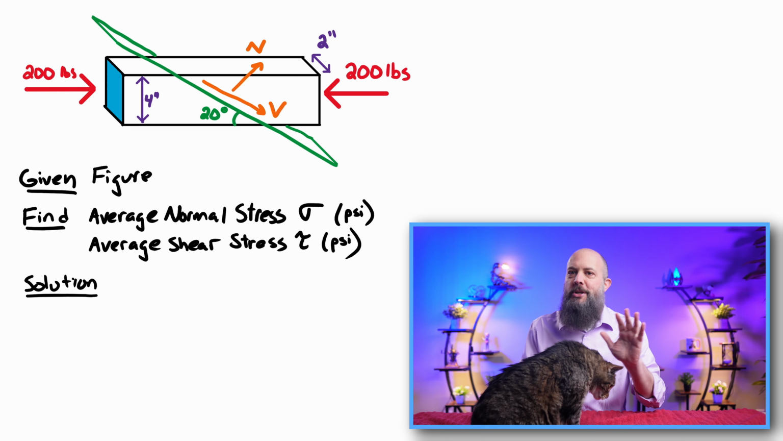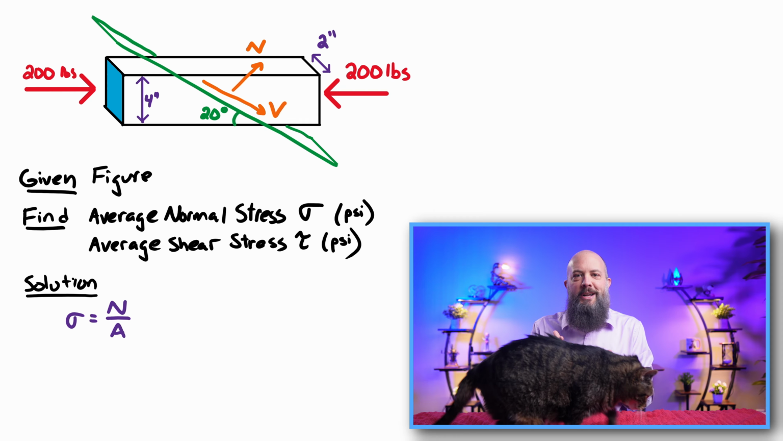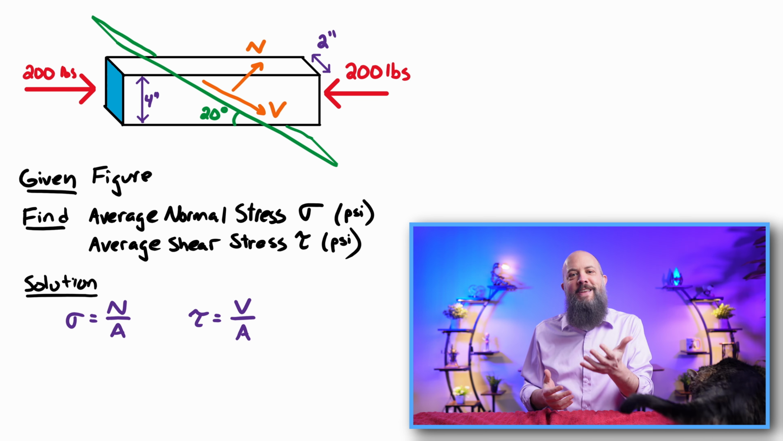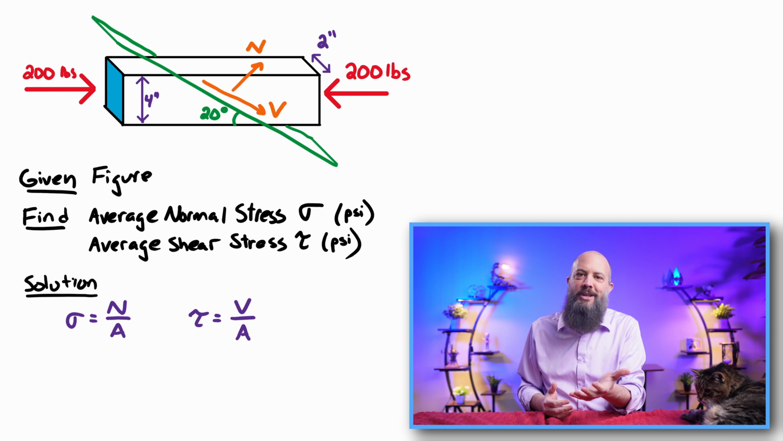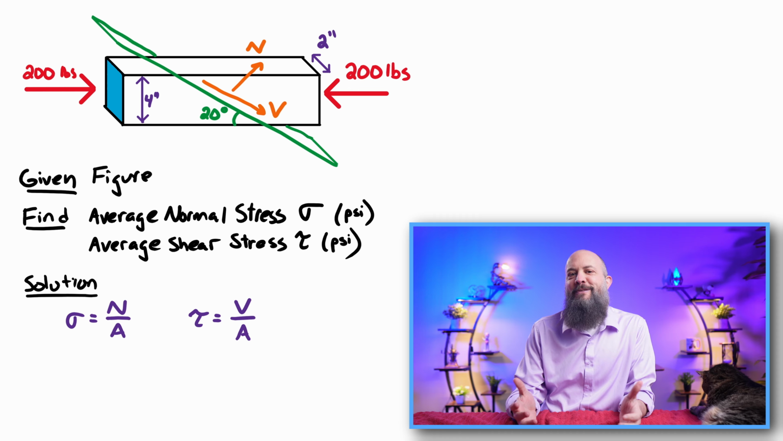This is a short problem, just two mistakes you have to avoid. Normal stress sigma equals N over A, and shear stress tau equals V over A, A being the cross-sectional area, N is the normal force, and V the shear force.